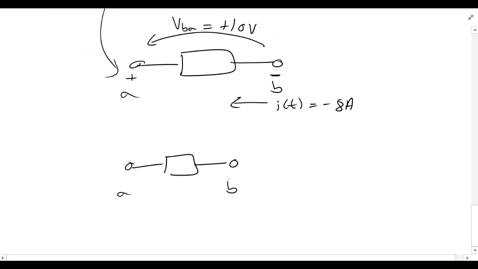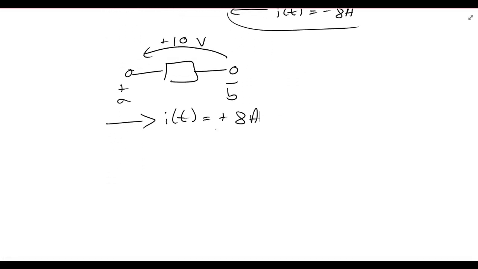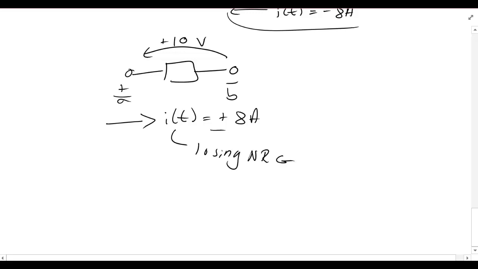We have A and B like before. B is the low energy terminal, A is the high energy terminal. We have positive 10 volts developing this way. And to handle the current, we have to flip the direction that it's going and also flip its sign. So it is going this way, and I of t is positive 8 amps. Now, if you can take a look, positive current is entering a positive terminal, which means the current is losing energy. It's going down in energy.